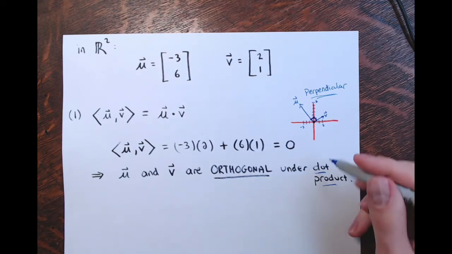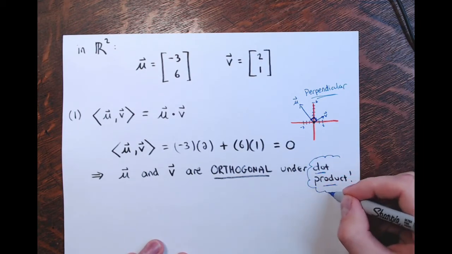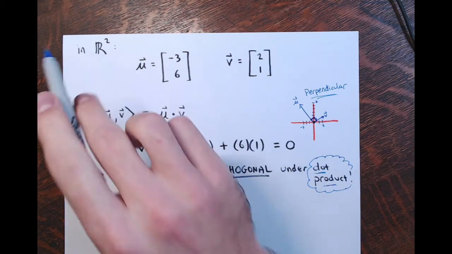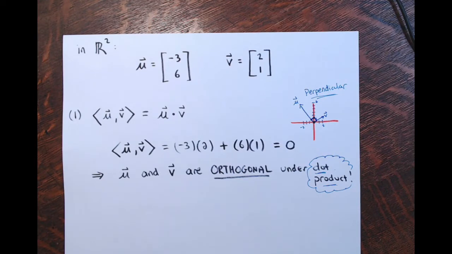But that's only when you're talking about the inner product being the dot product. If the inner product is the dot product, and you're in R2 or R3, orthogonal means the same thing as perpendicular. But under other inner products, orthogonal doesn't mean the same thing as perpendicular.